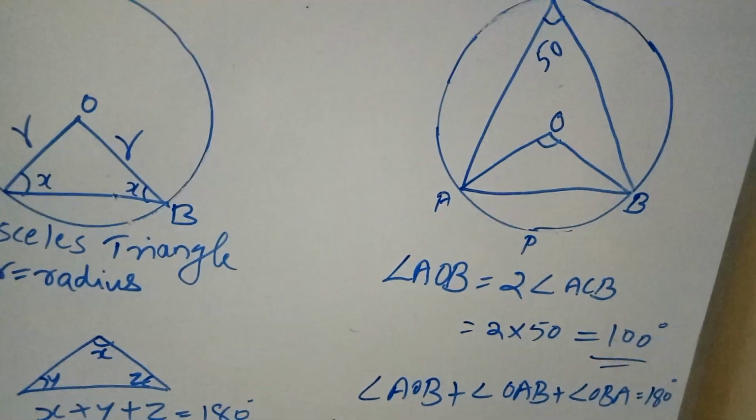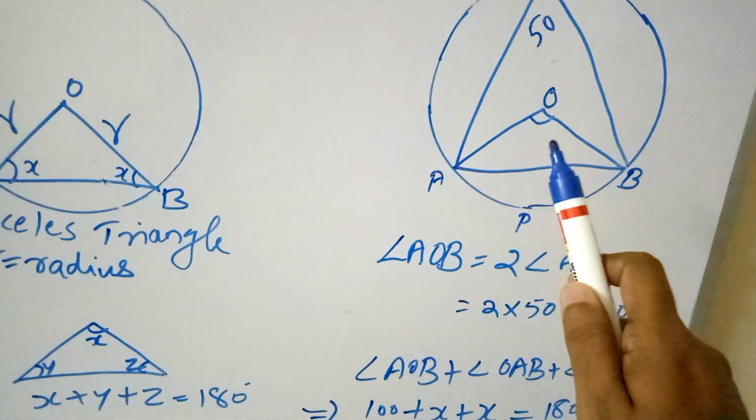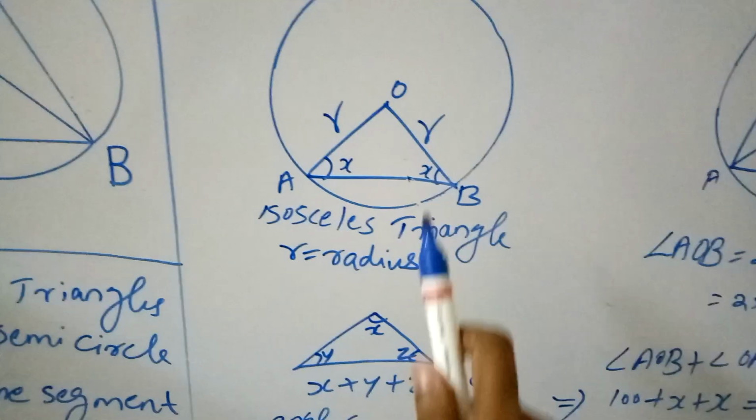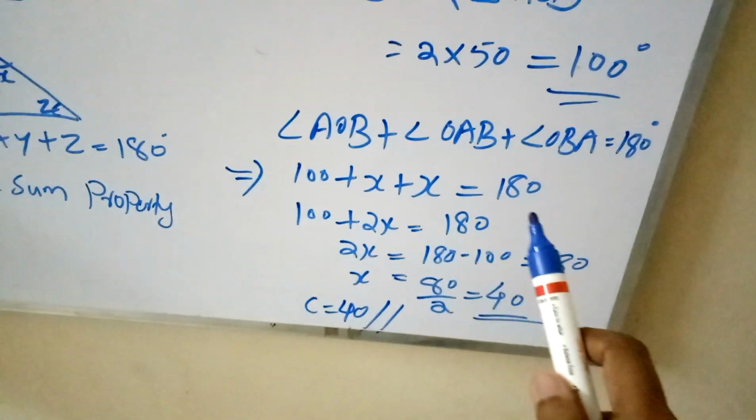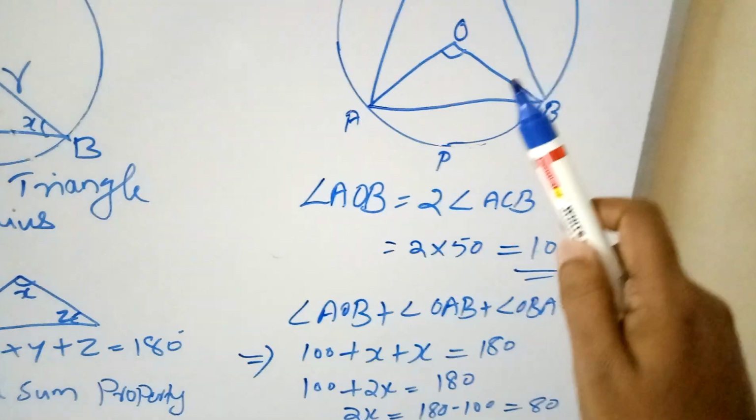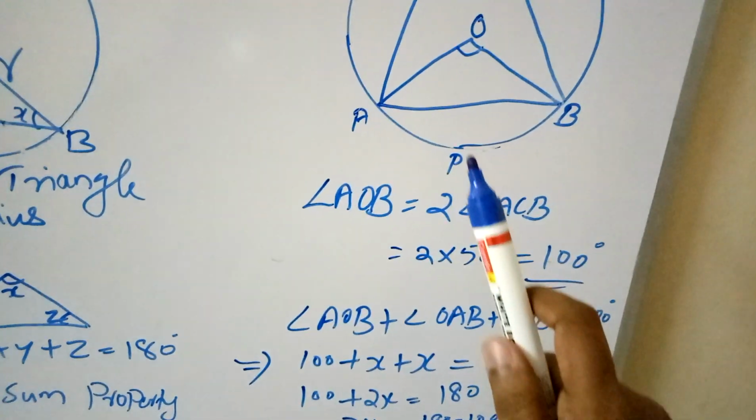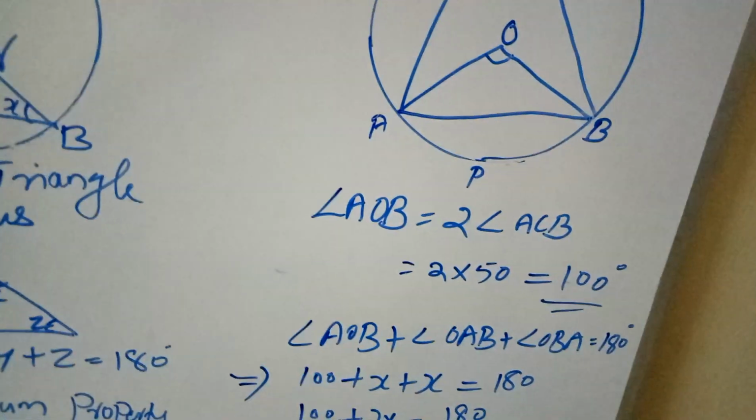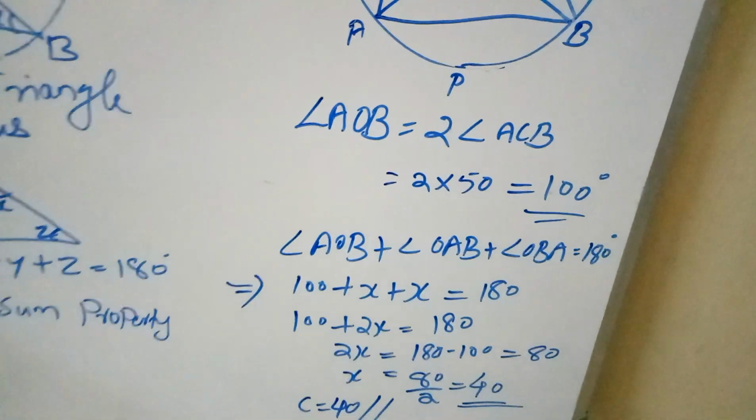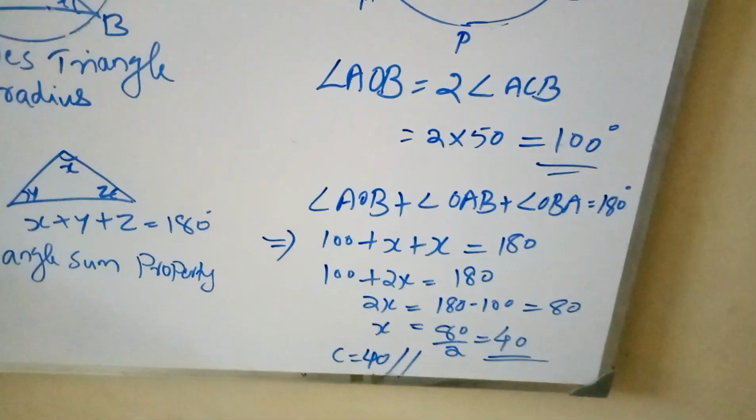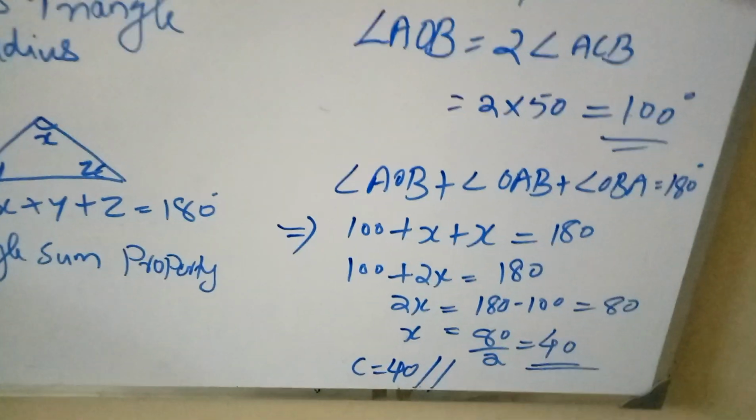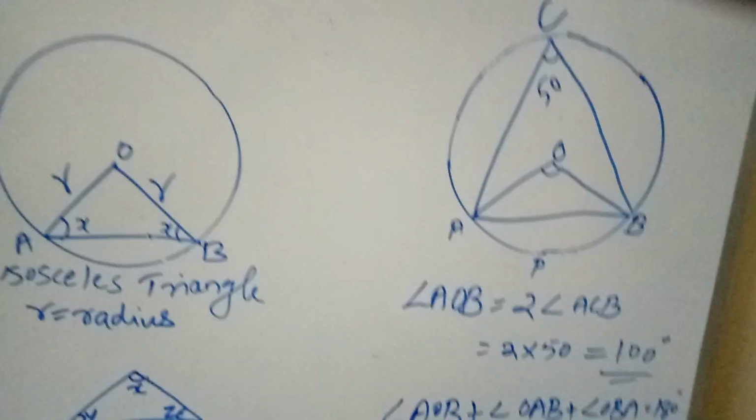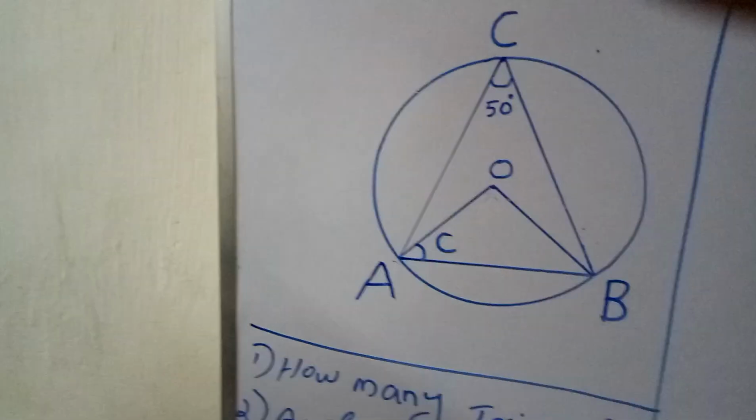in the isosceles triangle. So this angle is 100, plus x plus x. So 100 plus x plus x equals 180. You know that, once again, angle OAB plus ABO plus AOB. So you can say that 100 plus 2x equals 180. From solving that equation, you will get 2x equals 80. So x equals 40. So that is the value we need to find out. x equals 40.